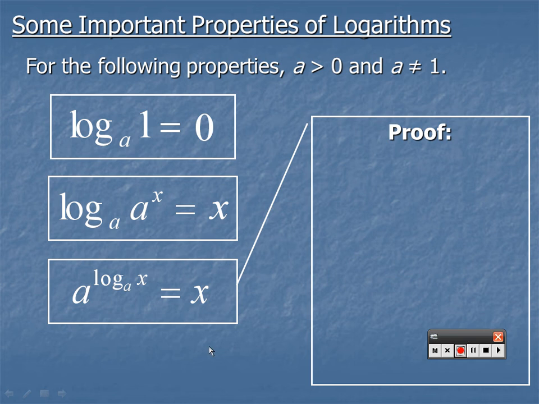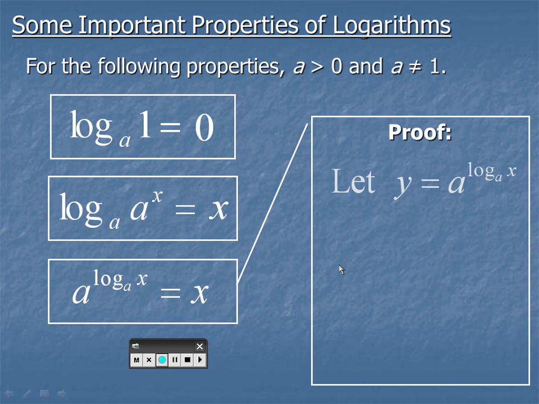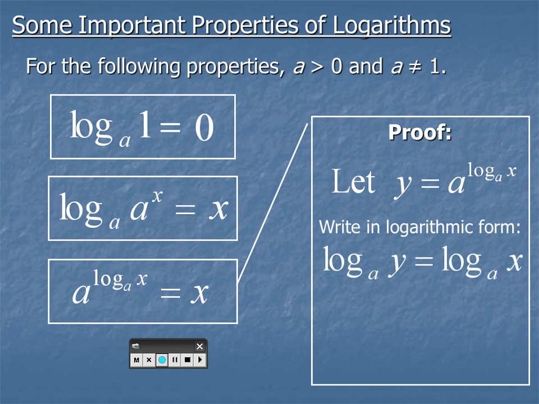Here's a little proof for that last one. Let y equal a to the log a x. That's what the left side is. If we write that in logarithmic form, the power I put on a to get y is log a of x. So log a y equals log a x. The log a's are gone, and then y equals x. So that means the answer to this side is x. We've proved that the answer to the left side is the right side.